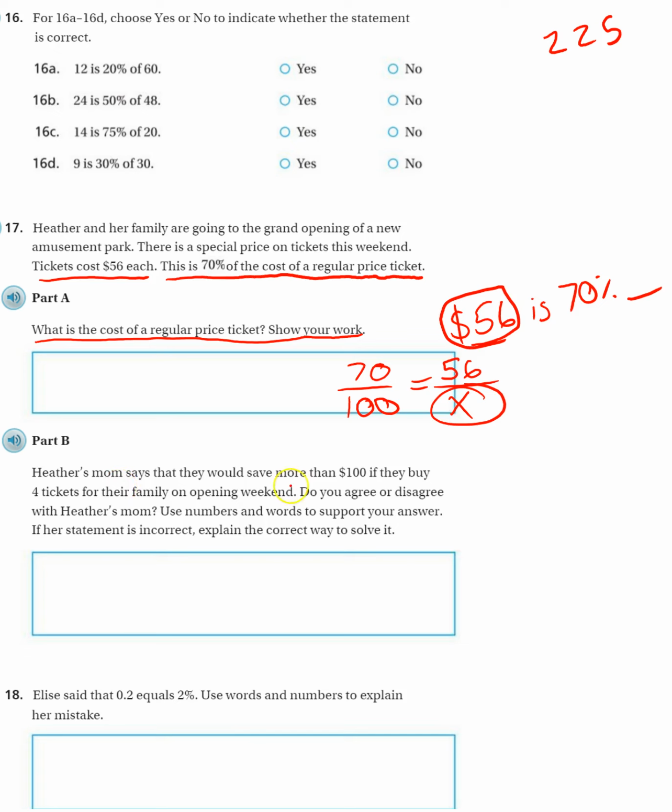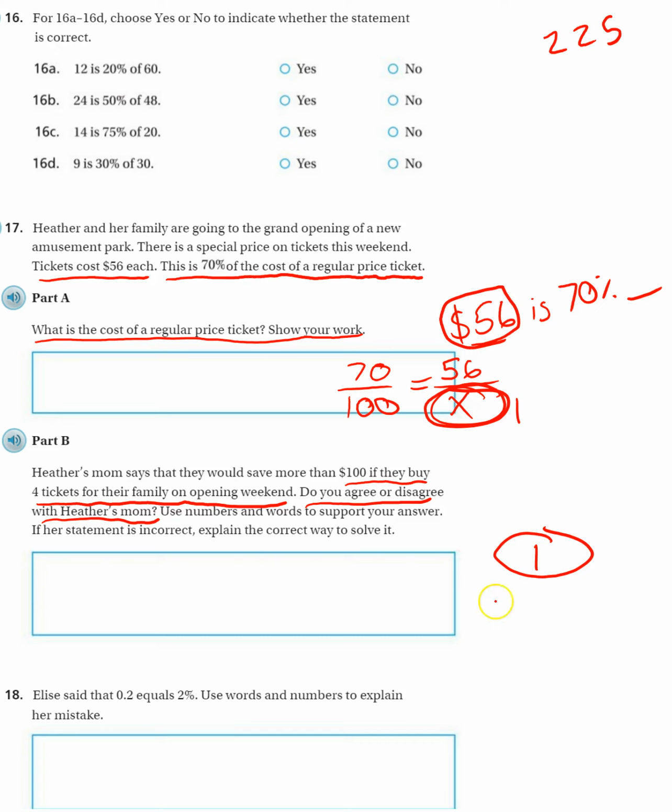Heather's mom says they would save more than $100 if they buy 4 tickets for their family on the opening weekend. Do you agree or disagree with Heather's mom? So what you're doing on this problem is you have to find out the total cost. So we'll call this our first answer. You're going to find that total cost on part A. And then you find the difference. So let's see.